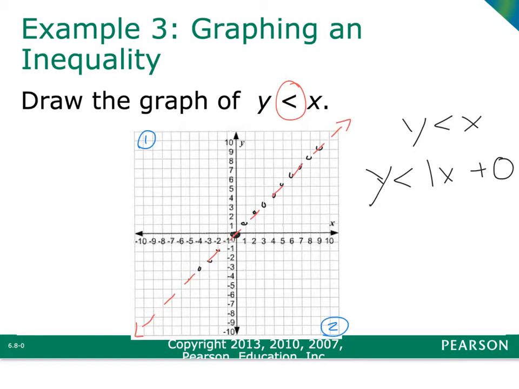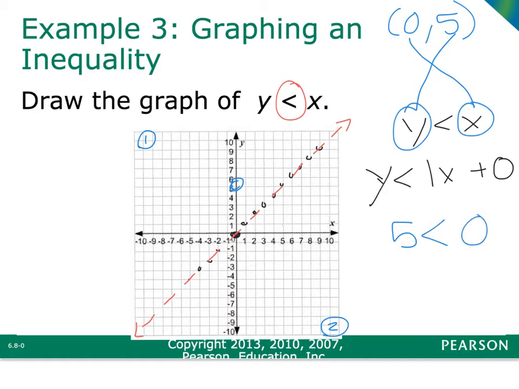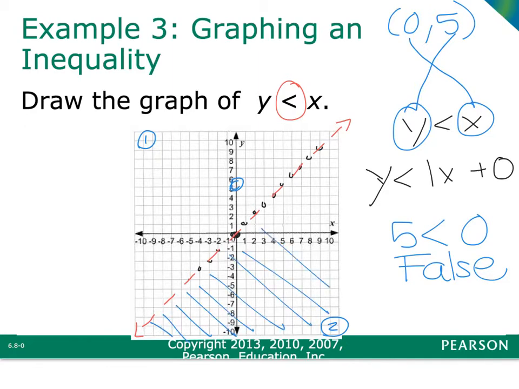So I'm going to pick the test point 0, 5. Okay, so if I substituted that in, I would put 0 where the x is located, and I would put 5 where the y is located. And so this would say that 5 is smaller than 0. 5 is definitely not smaller than 0, so that is a false statement. So in this situation, you would shade on the opposite side of where the test point was located. So do not shade on the side of the test point, but shade on the opposite side.